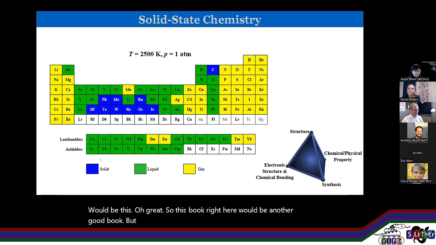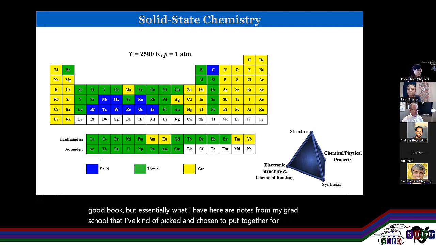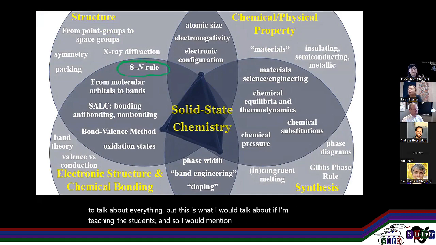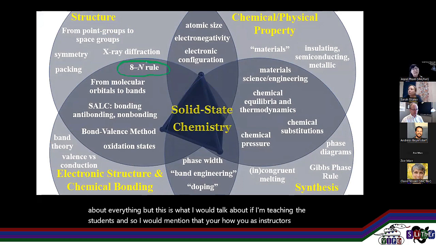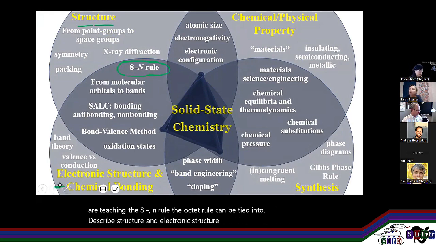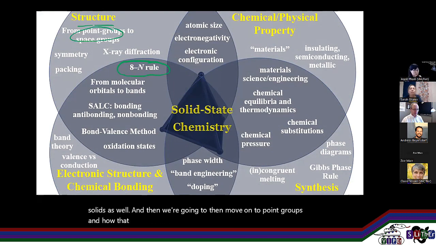Essentially what I have here are notes from my grad school that I've picked and chosen to put together for a class. This is the outline. I'm not going to talk about everything, but this is what I would talk about if I'm teaching the students. I would mention how you as instructors are teaching the 8 minus n rule, the octet rule, and how it can be tied into describing structure and electronic structure or chemical bonding of solids as well. Then we're going to move on to point groups and how that can be related to space groups. And then finally how naturally MO progresses into band theory or band structure.